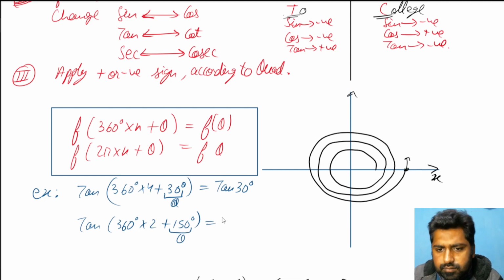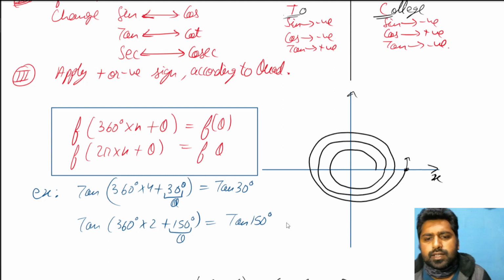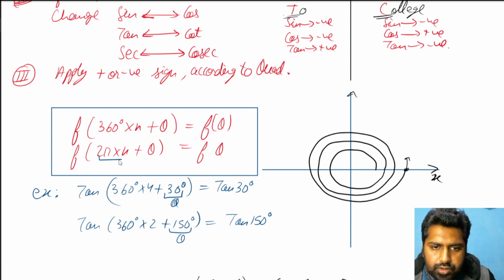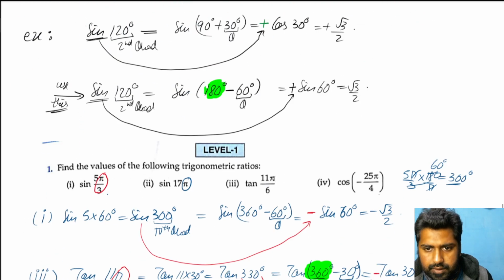360 into anything is cancelled. So all you are left with is solve tan 150 degree. That's it. So you don't have to worry whether this theta is coming acute or not. All you have to understand is there is no effect of this rotation 2 pi into n or 360 degree into n. Now why I'm writing in 2 pi also, this will save you some time as such, because you know that 360 degree is 2 pi. So that's your rule for multiple angles. Now let's apply this.